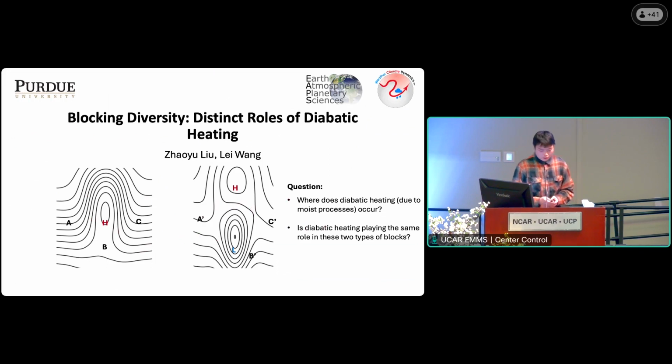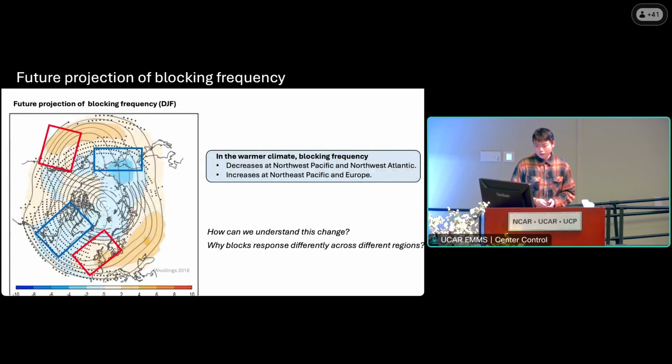The answer to this question is very important because it can help us better assess the future projection of the block. The future projection of the blocking frequency is always a hard question because it's uncertain and hard to understand. For example, this is a classical future projection plot of the blocking frequency in the Northern Hemisphere winter season by Williams in 2018. We can see that the blocking frequency in the Northwest Atlantic and Northwest Pacific is decreased, while the blocking frequency in the Northeast Atlantic and Northeast Pacific is increased.